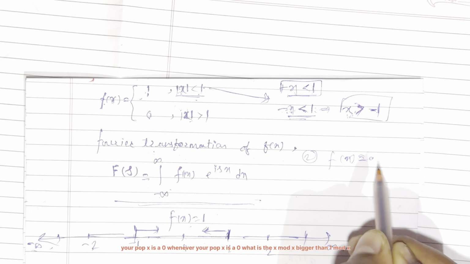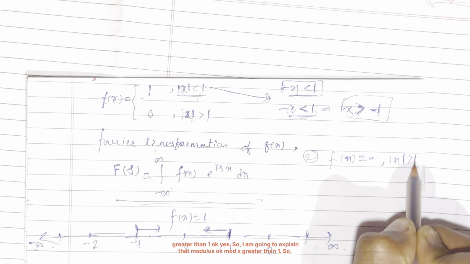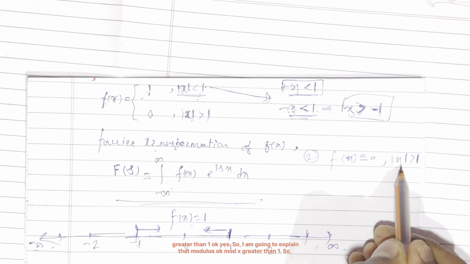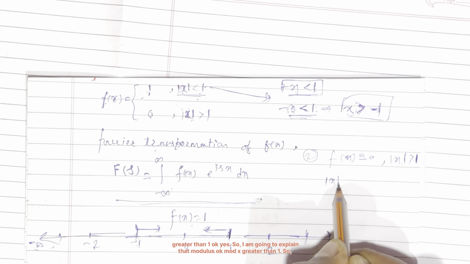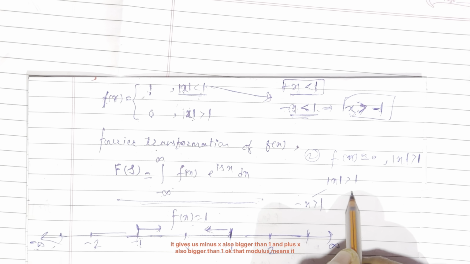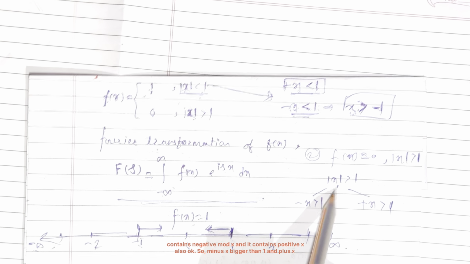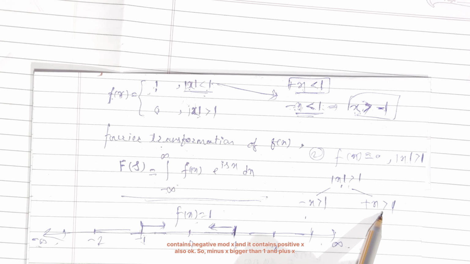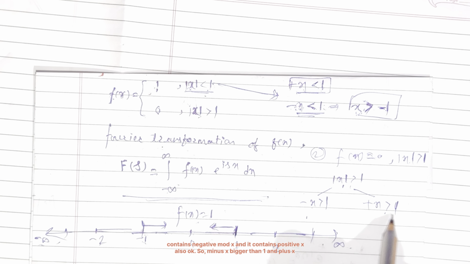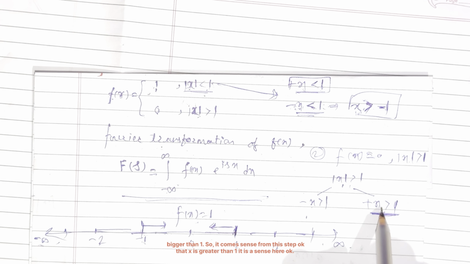Whenever f of x is 0, what is the x? Mod x bigger than 1, mod x greater than 1. I'm going to explain that modulus. Mod x greater than 1 gives us -x bigger than 1 and +x bigger than 1. That modulus means it contains negative x and positive x also. So -x bigger than 1 and +x bigger than 1. So it makes sense from this step, that x is greater than 1.